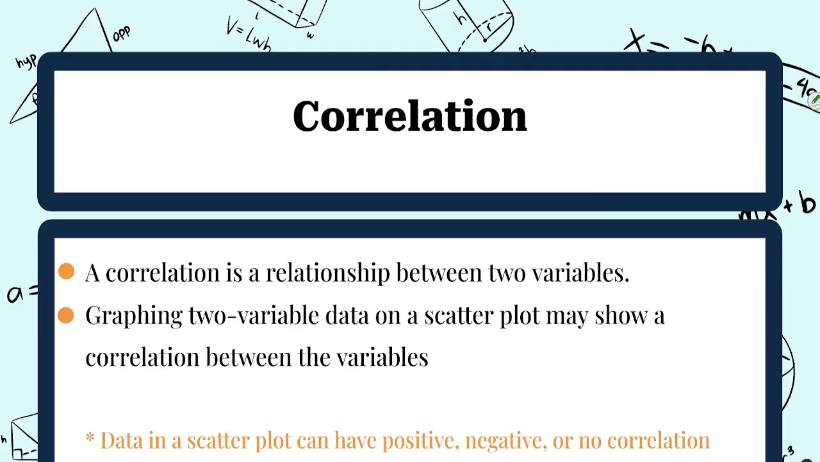As we alluded to with the example of as temperature increases, so do sales, we are actually drawing a conclusion. We are making a correlation, which is simply a relationship between the two variables. It's saying that as one happens, the other is happening. There's a correlation between. Graphing two variable data on a scatter plot may show a correlation between the variables. If you remember, data in a scatter plot can have a positive correlation, it could have a negative correlation, but there also might be no correlation at all.